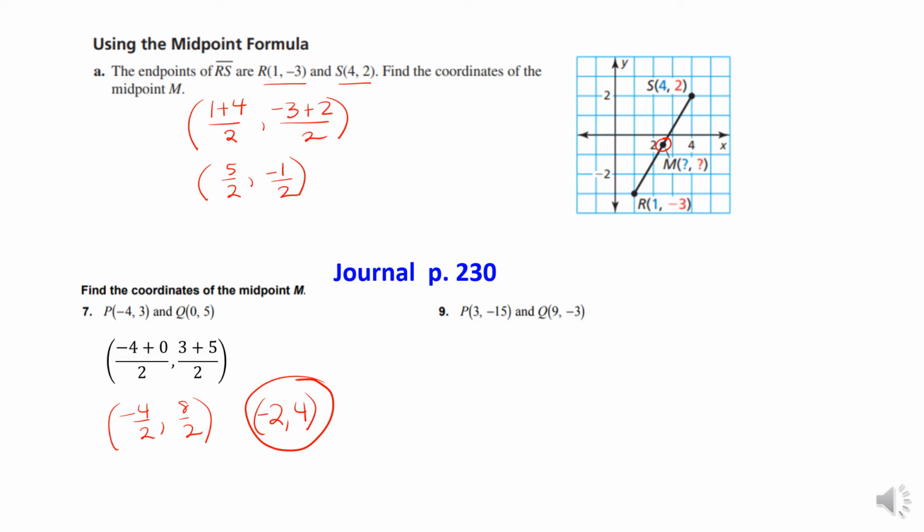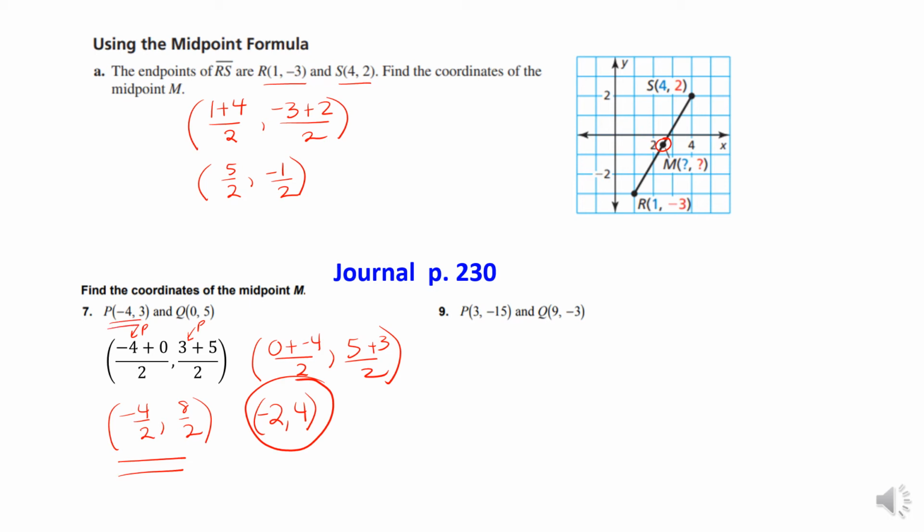Now, I wanted to show you that I could have picked either point, so I'm going to do the other point just to show you. So I could have gone 0 plus -4 over 2, comma, 5 plus 3 over 2. I'm going to get the same numbers I got before. So it doesn't matter which point you pick as point 1, but make sure that if this is from P, then this needs to be from P.